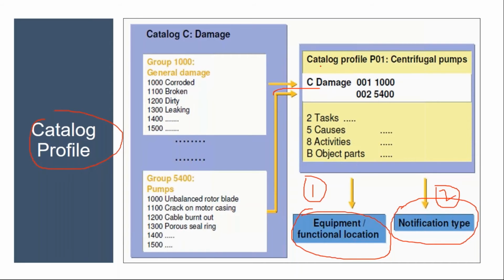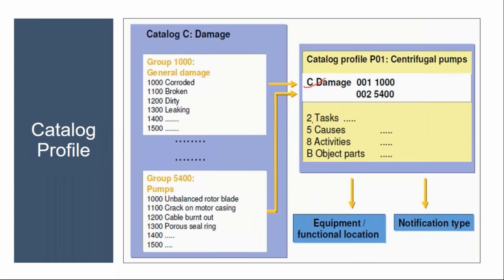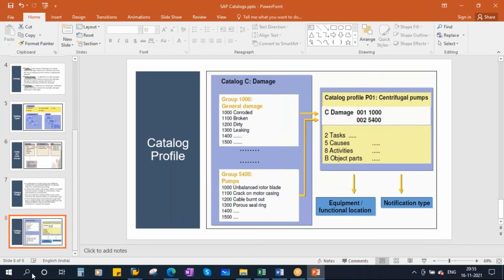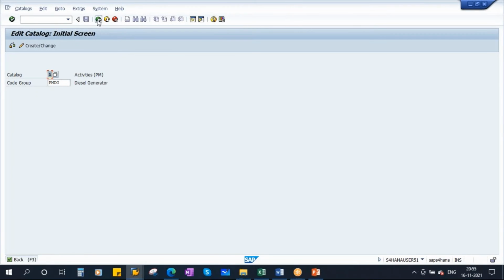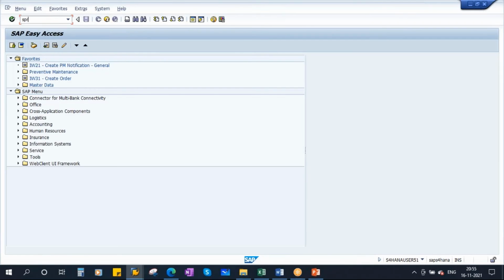So what you will do in the catalog profile is you take all the catalog types and club all these code groups into this catalog profile. That's what it is. So code groups from different catalogs are clubbed into this catalog profile. Okay, so now we will create this catalog profile. So now it is configuration. So let's go to config, SPRO.